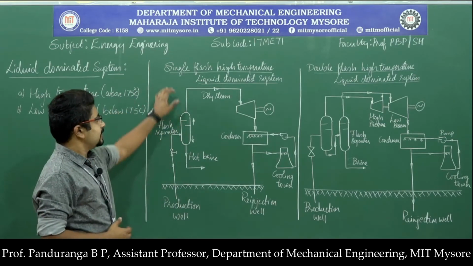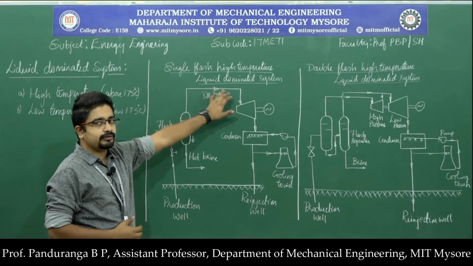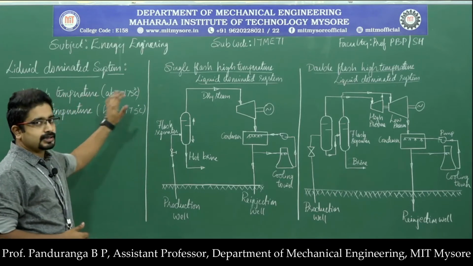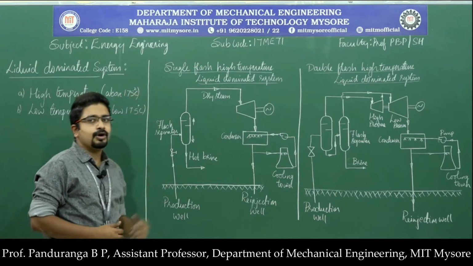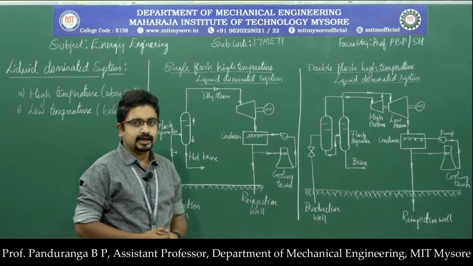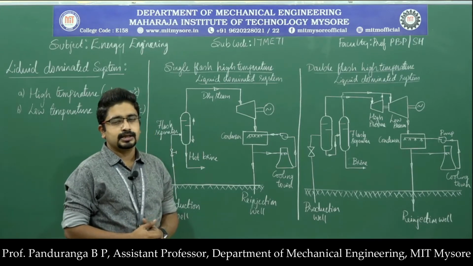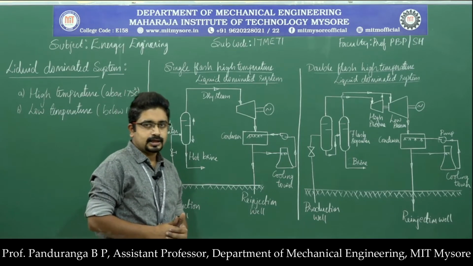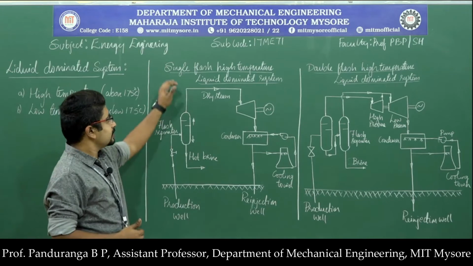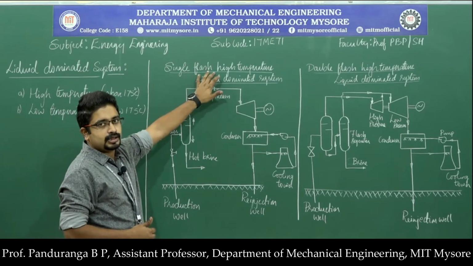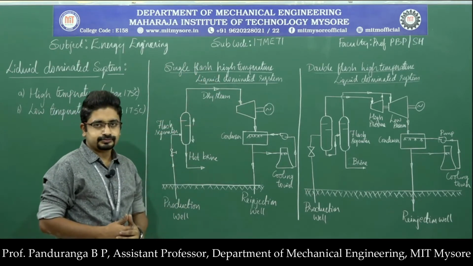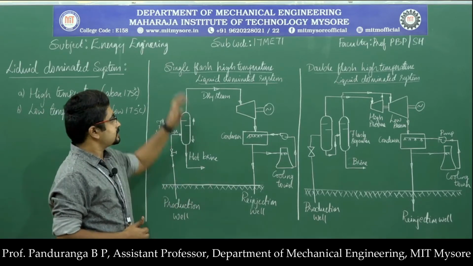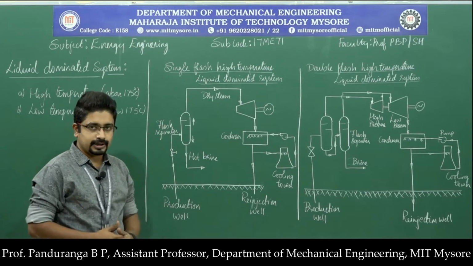First, let us see a single flash high temperature liquid dominated system. Again, this is a high temperature system where the water temperature will be above 175 degrees Celsius. In some places the water temperature is around 200, 230 or 250 degrees Celsius. Those kinds of systems come under high temperature liquid dominated systems. You can see the schematic of a single flash high temperature liquid dominated system.